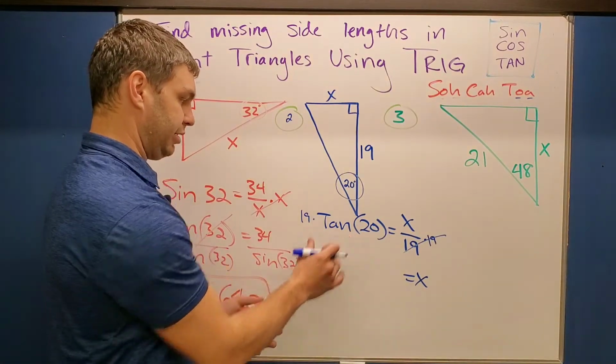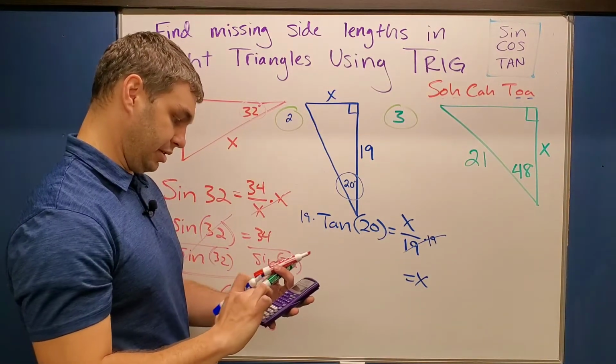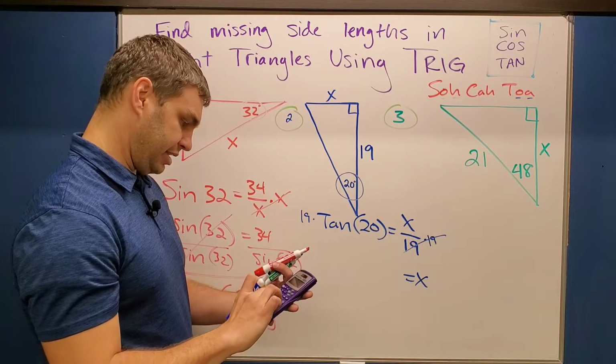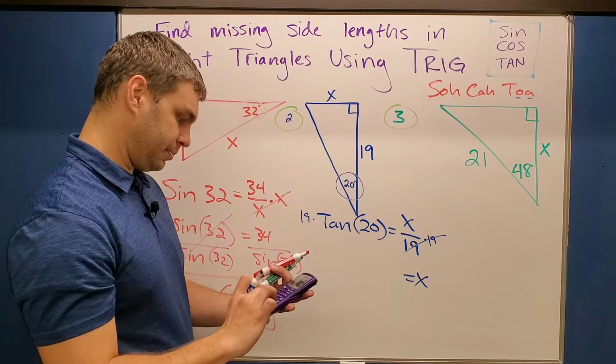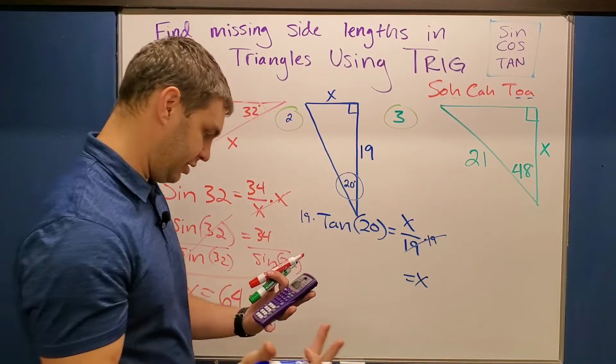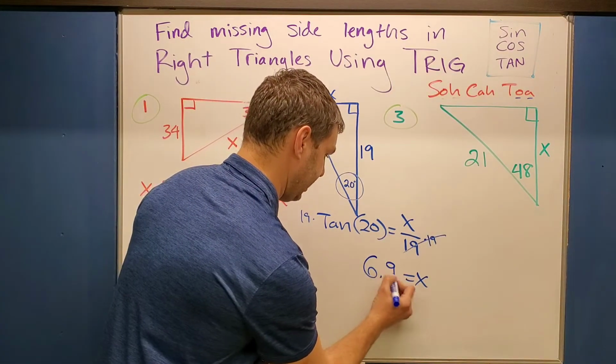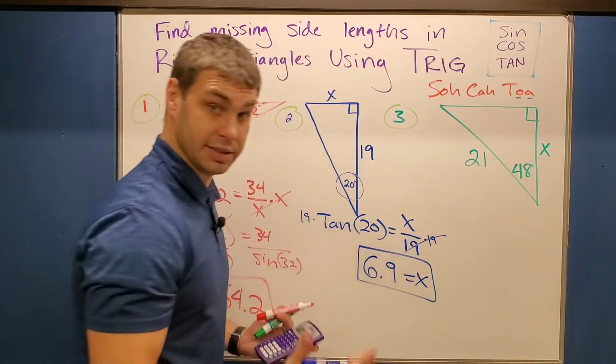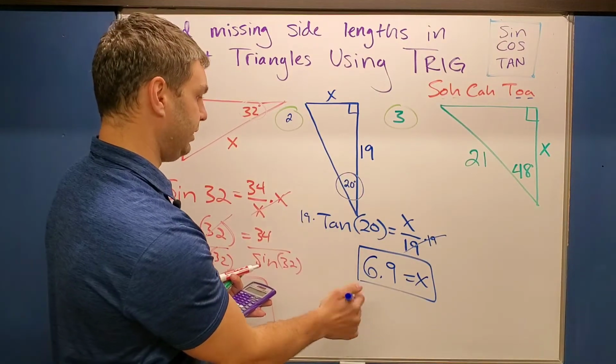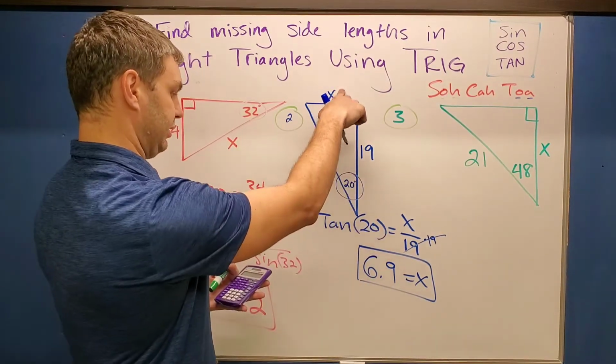And then let the calculator do the work over here. 19 times tangent of 20. Hit enter. And again, round to the nearest tenth. This is 6.9. 6.9 equals x. Again, double check that it makes sense if I put it back in. Well, let's see. This is 6.9.